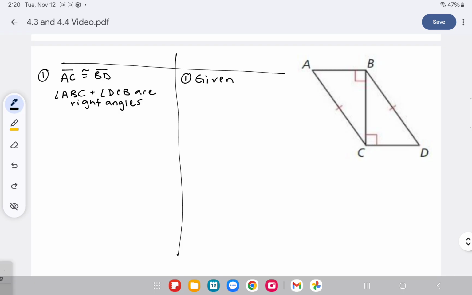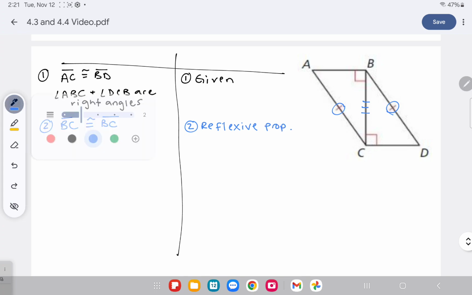So because they're right angles, we can use the hypotenuse-leg theorem. We know that the hypotenuses are congruent already. That's AC and BD. The other leg that we can mark as congruent is leg BC. We're allowed to mark that as congruent because they share that side, that leg, and so we're using the reflexive property.